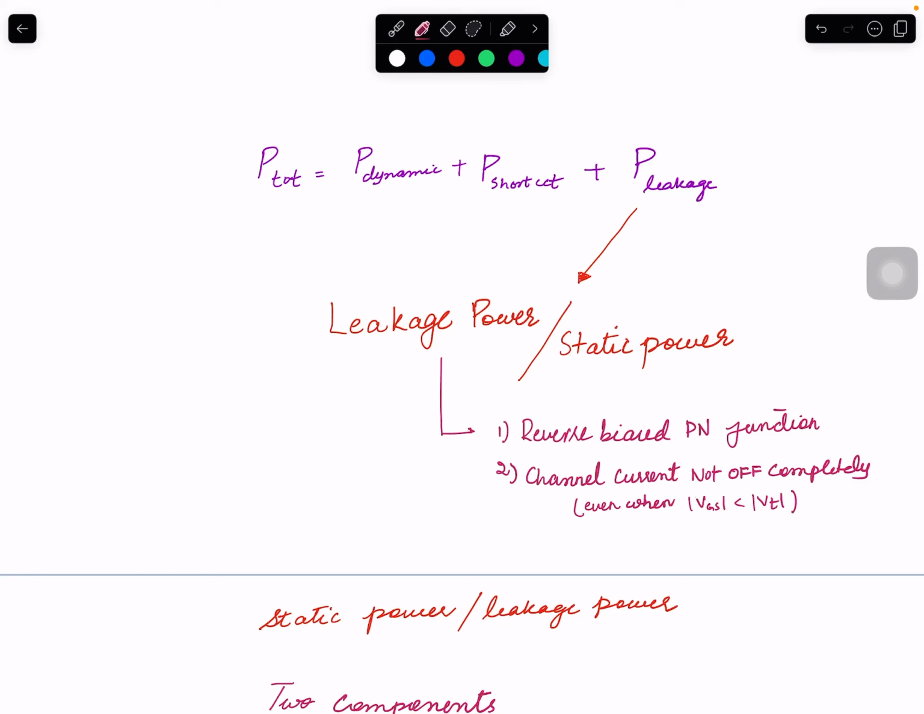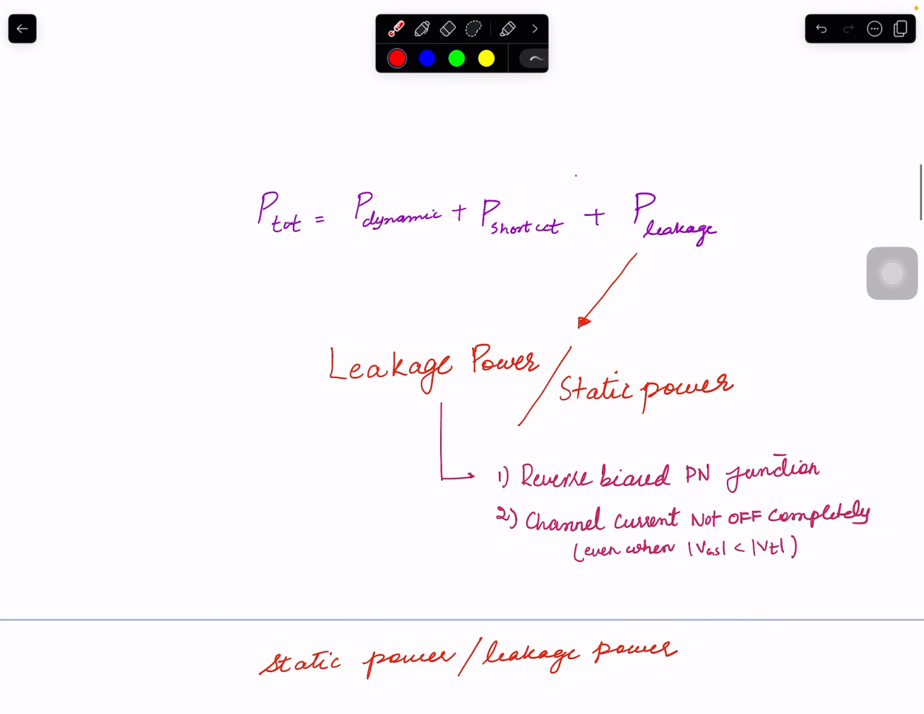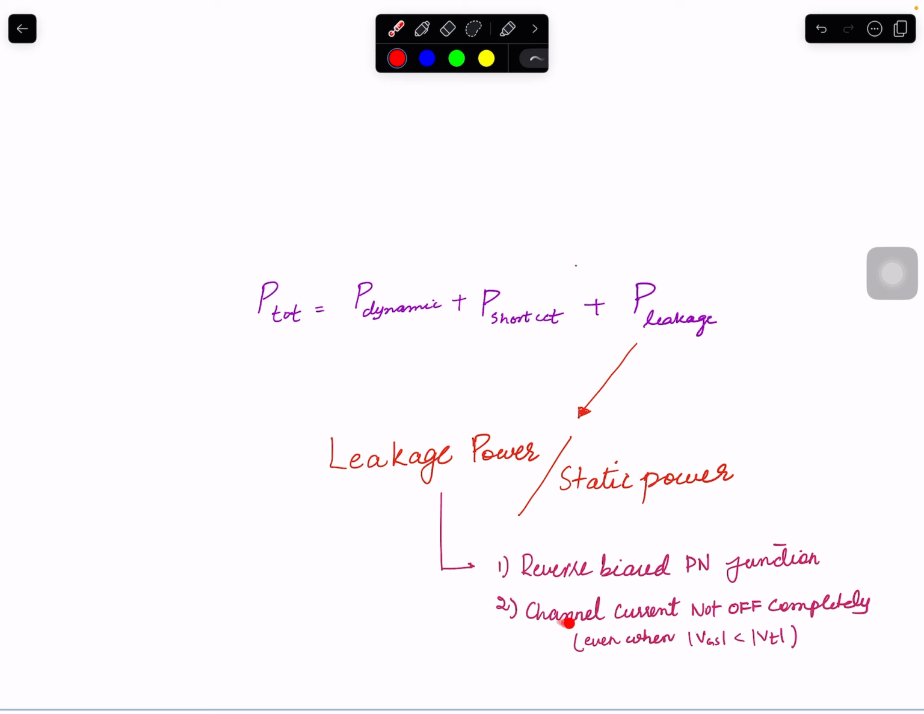Okay, welcome back. Today's video is about the second component of the leakage power, or static power. The first component was the reverse-bias PN junction current, which is something we discussed in the last video.